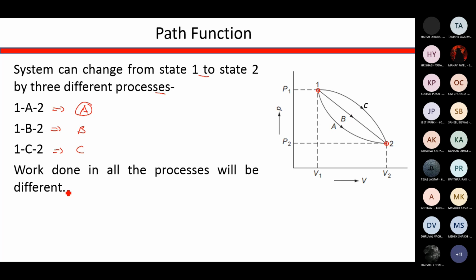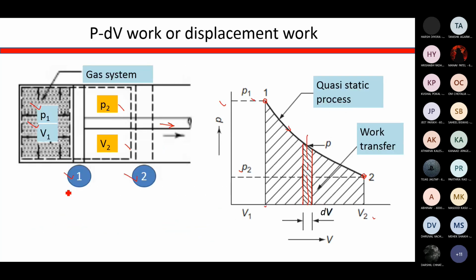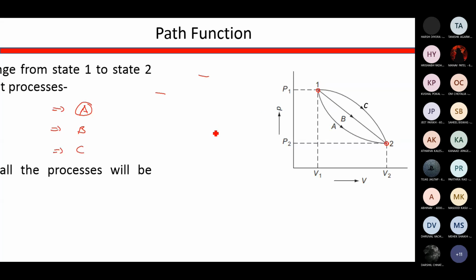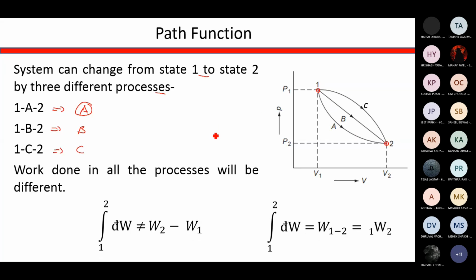Now why I am saying this, you have to go back and check the expression for the PdV work and look at that diagram, the PV diagram. What is the area under that PV diagram? What is this area? This is nothing but work transfer. If you change the path, the work transfer is going to change, right?